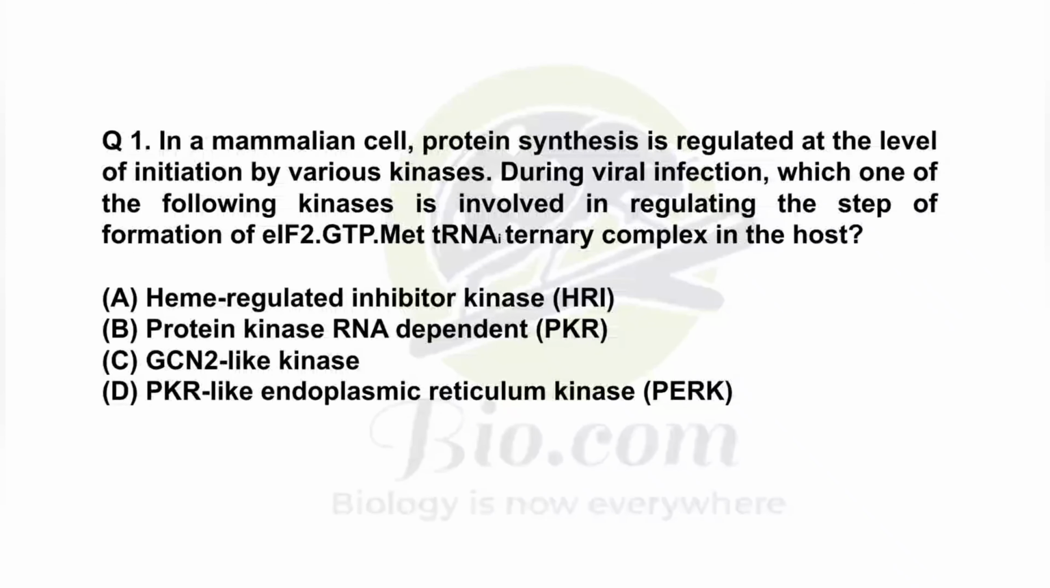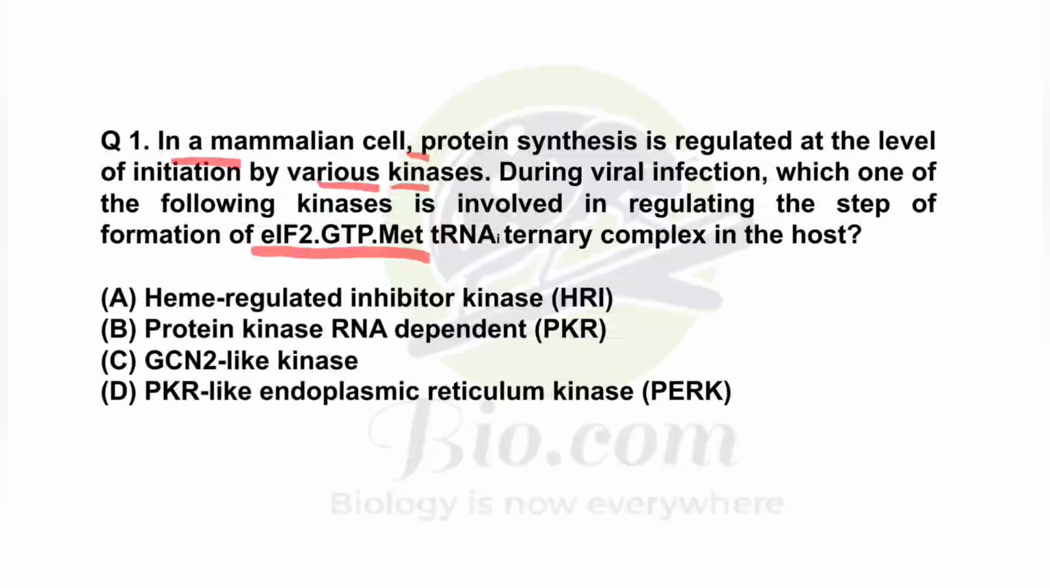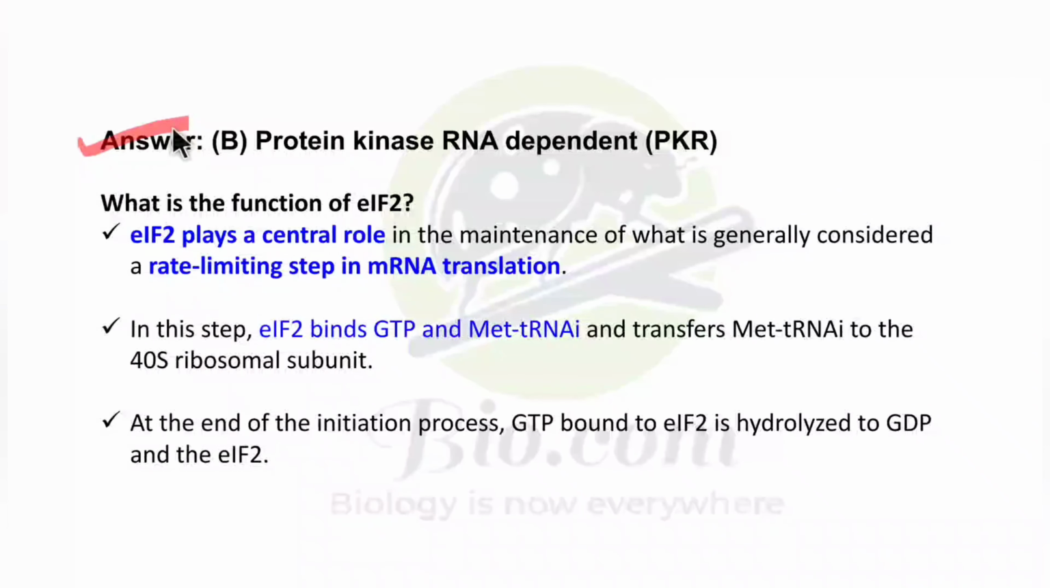So the first question says that in a mammalian cell, protein synthesis is regulated at the level of initiation by various kinases. During viral infection, which one of the following kinases is involved in regulating the step of formation of the EIF2 GTP methionine tRNA ternary complex in the host? Basically, in this question you have to choose which of the protein kinases given in the options is responsible for regulating the formation of the initiation factor 2 GTP methionine tRNA complex in the host during viral infection. The correct answer is the protein kinase RNA dependent, PKR.